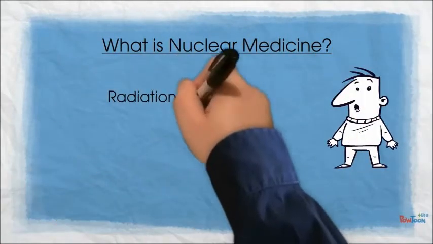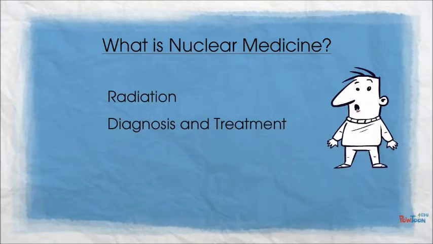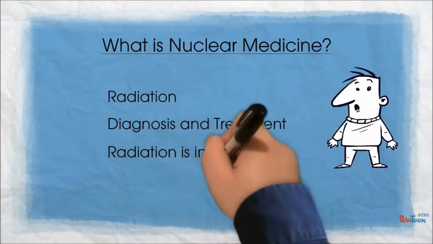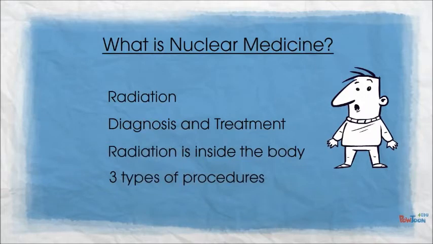Nuclear medicine is the use of radioactivity in medicine to help diagnose and treat patients in a unique way. Nuclear medicine differs from other uses of radiation in medicine, such as X-rays, which come from a machine outside the body. Instead, radiation is injected, swallowed, or inhaled to get inside the body. We can break nuclear medicine down into 3 different types of procedures: imaging tests, non-imaging tests, and therapy.